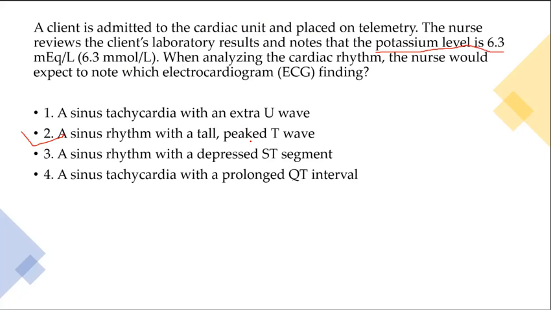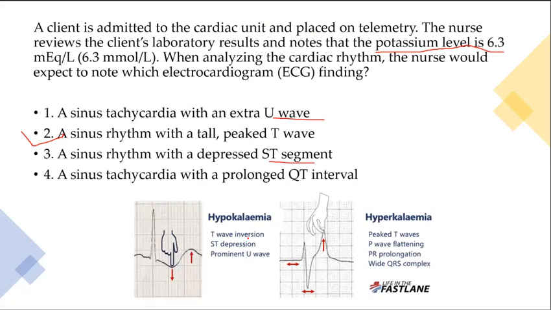Usually a U wave and a depressed ST segment happen the other way around. So you're going to see T wave inversion and ST segment depression. So that's our ST segment that's depressed. You're going to see a prominent U wave. That's what happens with hypokalemia.